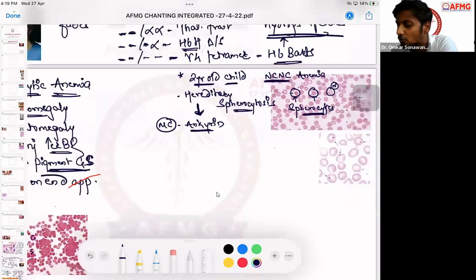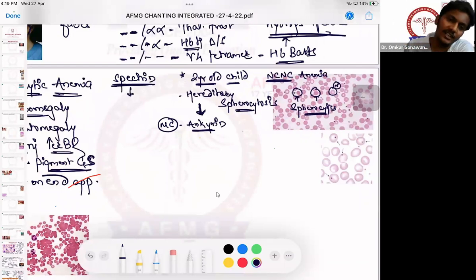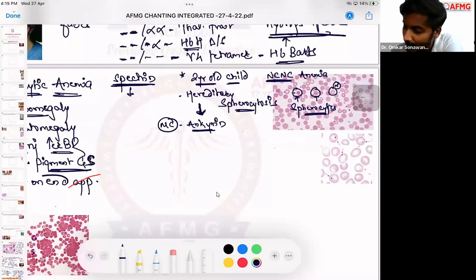Whereas spectrin is the most common protein defect in which condition? Yeah, the severe one would be spectrin, definitely. Spectrin is a defect in which condition? Spectrin is a defect in hereditary elliptocytosis.